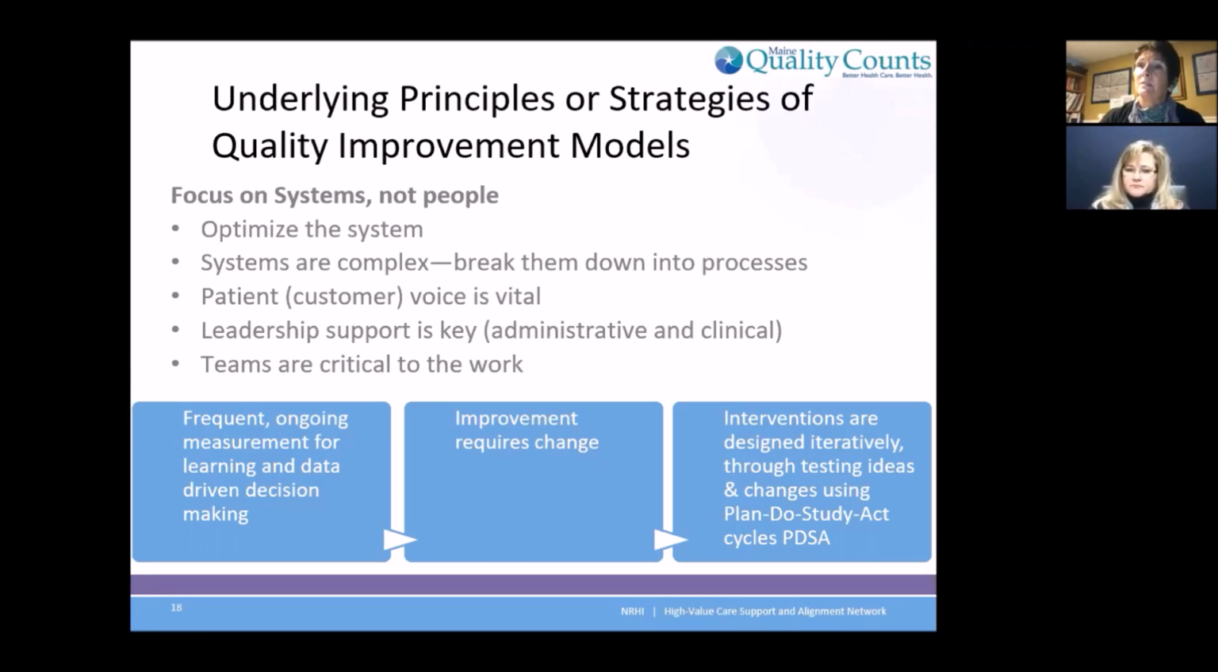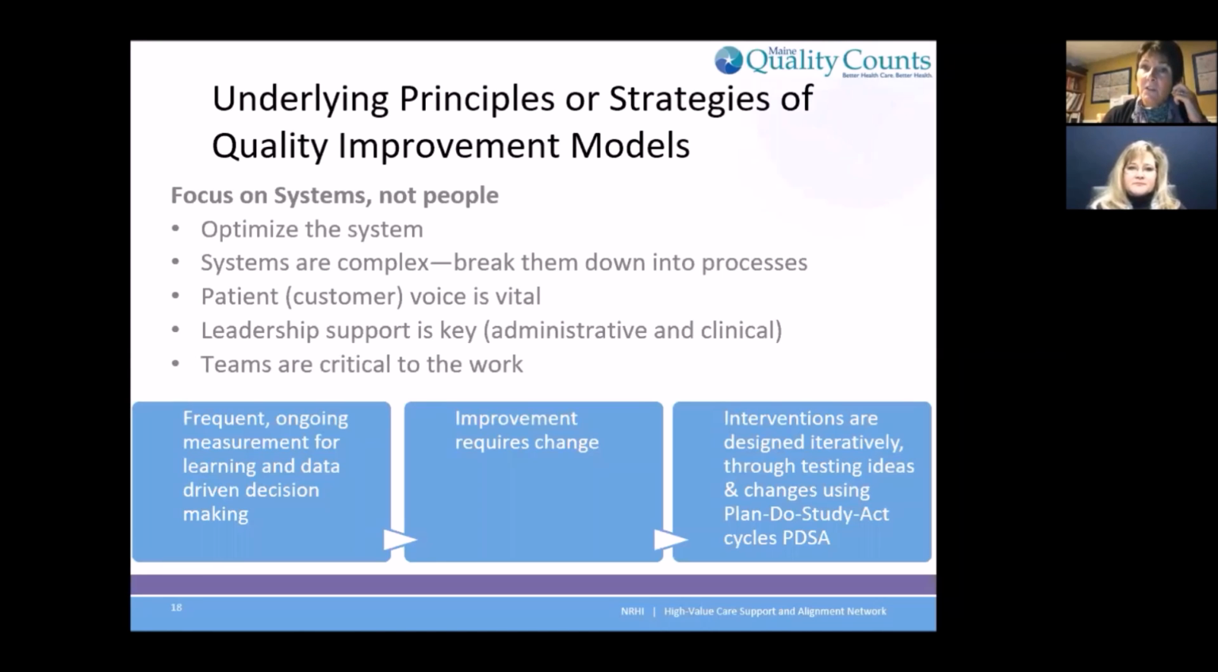And finally, this one thing that made it through all of these passes, if you noticed in that prior picture, all of these passes at different types of models, the one standing thing that's made every cut, if you will, is the plan, do, study, act cycle. It's that idea of we take interventions, and we test them iteratively and preferably on a small scale first, using plan, do, study, act cycles.